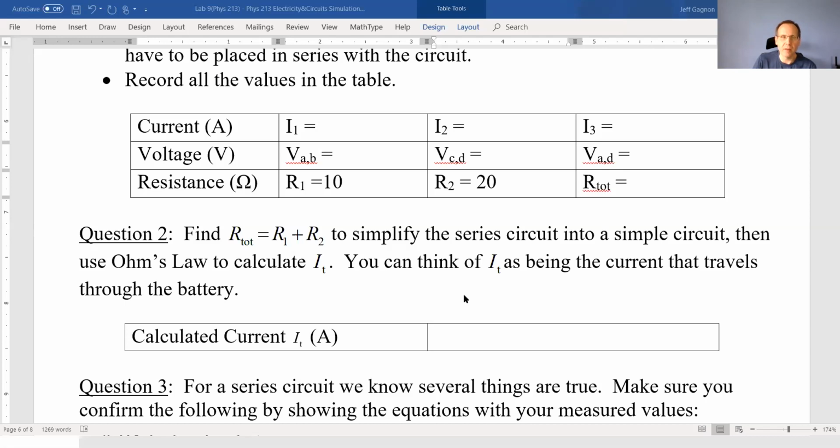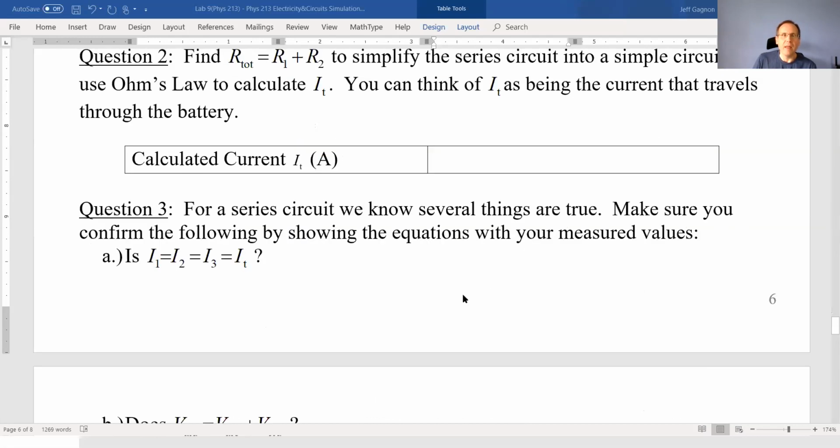Okay, so that would be the calculated current. And then you also want to answer question 3. So for a series circuit, we know several things are true, right? You want to confirm all those things that we know to be true about series circuits.